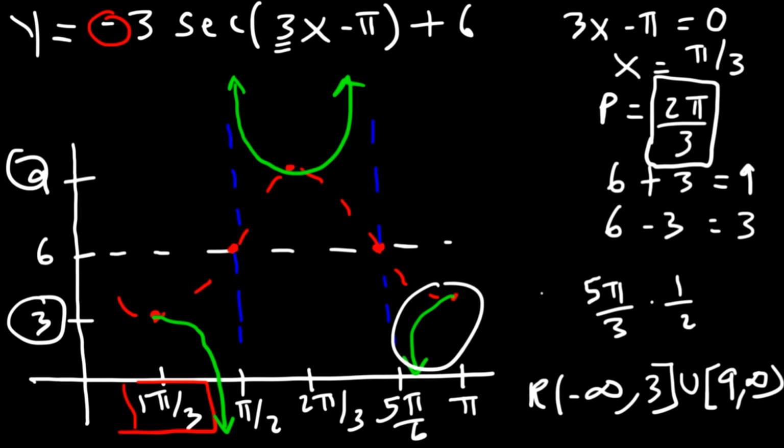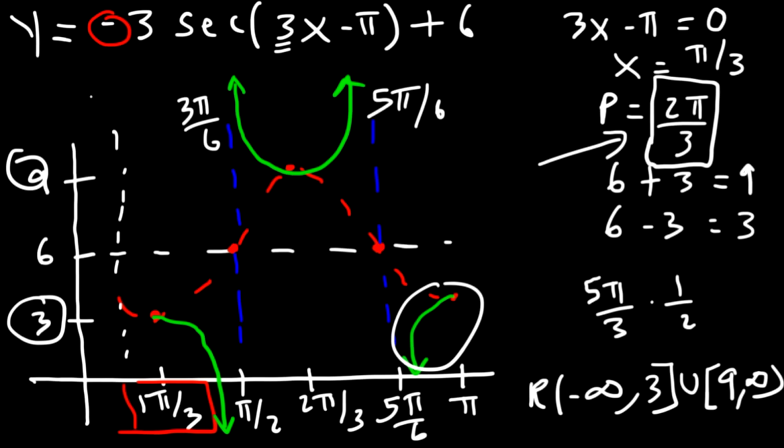Now for the domain, x can't be, in terms of 6, we have 5 pi over 6 and 3 pi over 6, which is pi over 2. Notice that the vertical asymptote differs by 2 pi over 6 or pi over 3. It's always going to differ by half of the period. So the next vertical asymptote should be at pi over 6.